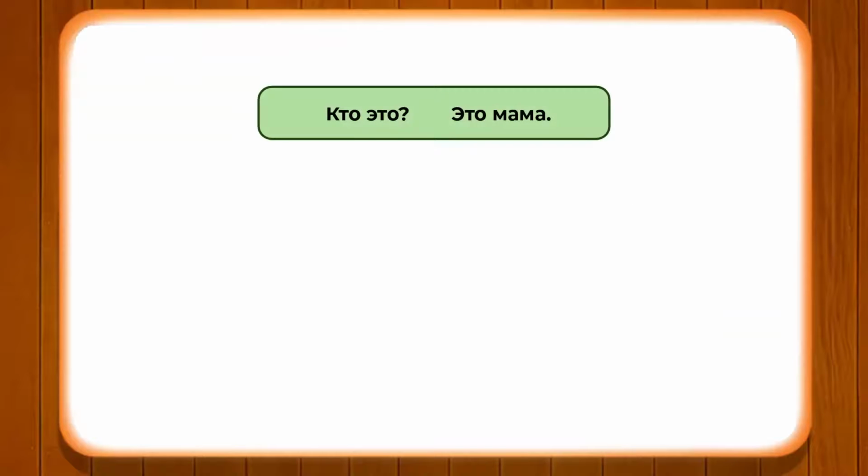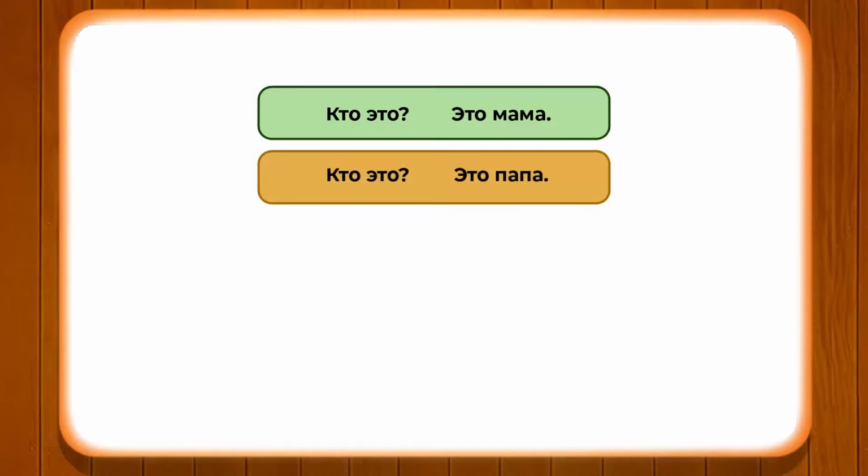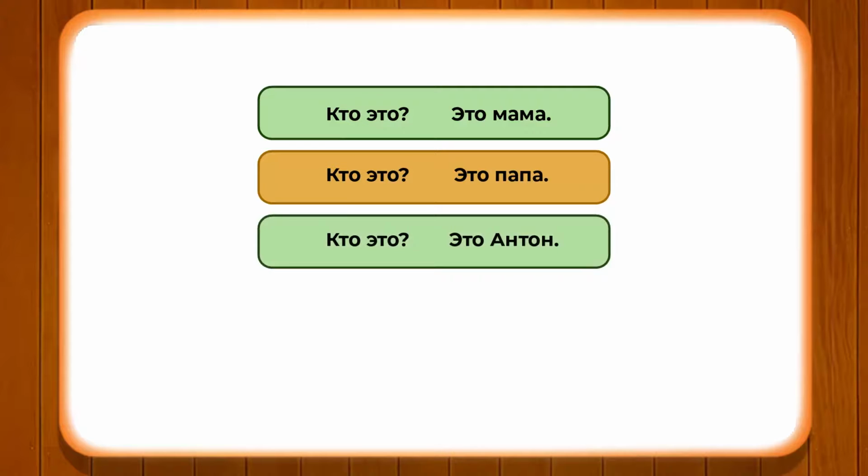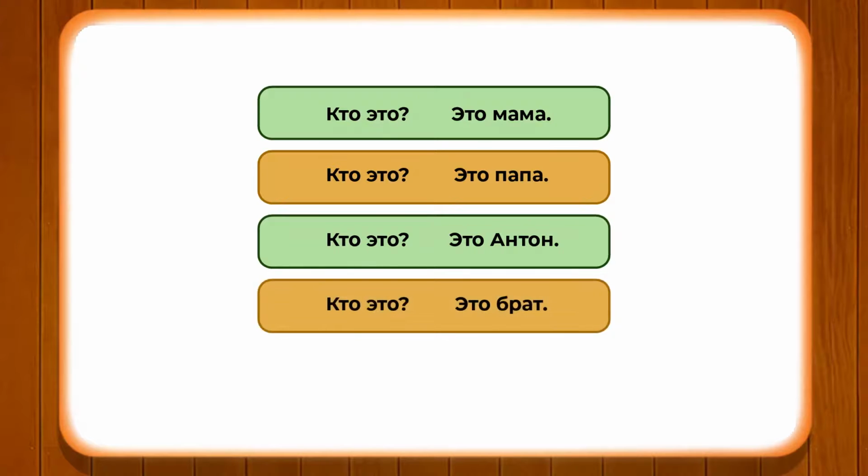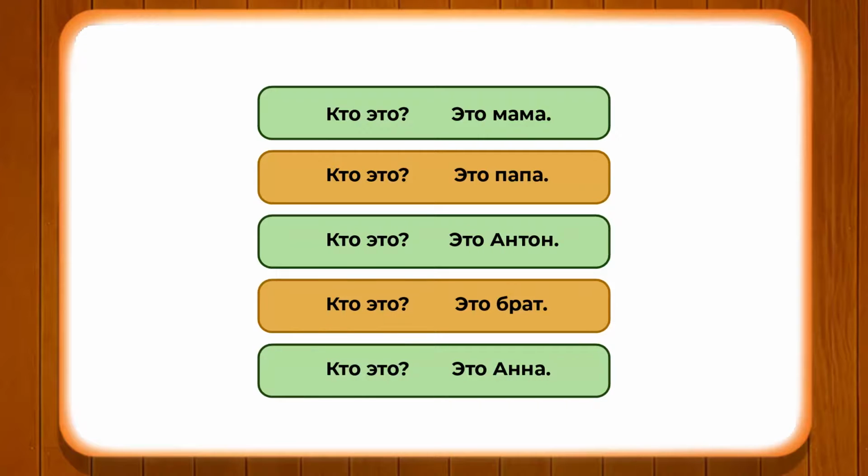Kto, as we already know, means who. Who is this? Kto eta? Eta mama, this is mama, or mother, or mom, we can say. Then we have kto eta, who is this? Eta papa, this is father. Kto eta? Eta Anton, this is Anton, a Russian name for males. Kto eta? Eta brat, this is brother. Kto eta? Eta Anna. Anna is a very popular Russian name for females. So, we have two famous Russian names, Anton and Anna.